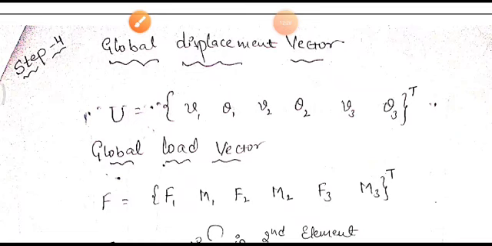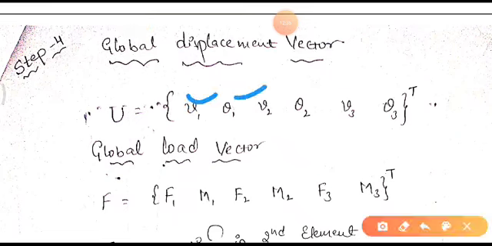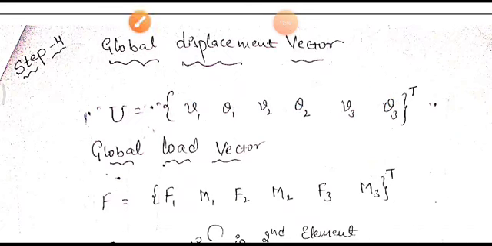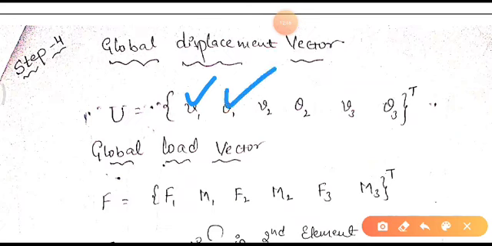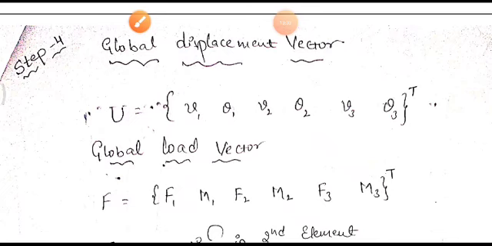Before that, we need to define the global displacement vector. As we know, v1, theta 1, v2, theta 2, v3, theta 3 are nothing but the vertical displacements as well as angular displacements. See here, this v1 is due to force F1, this theta 1 is due to moment m1, v2 is due to force F2, theta 2 is due to moment m2, v3 is the vertical displacement and theta 3 is the angular displacement due to force F3 and moment m3. And this is a transpose matrix.